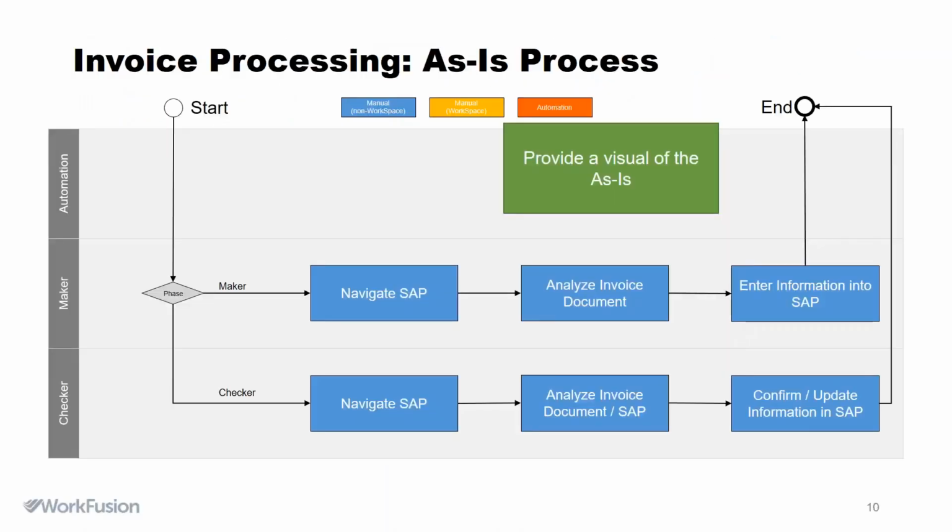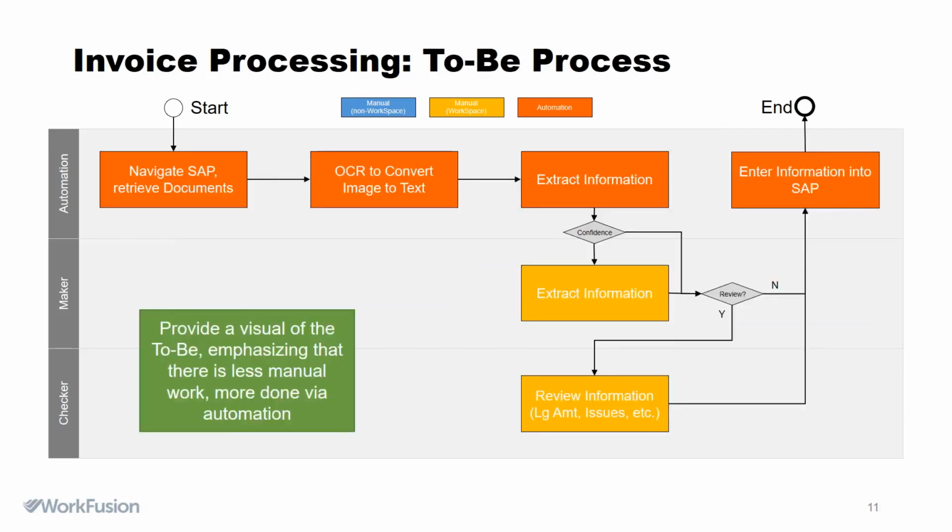But it tends to be a good idea to show the process today and give a visual of how the work is done. In this case, I have kind of the 3 swim lanes here: the maker line, the checker line, and then the automation line. If it's an as-is process, typically there's not any automation involved. So here it's just focusing on what are the activities that are being performed. And then the next slide is how are those impacted and adjusted by applying automation.